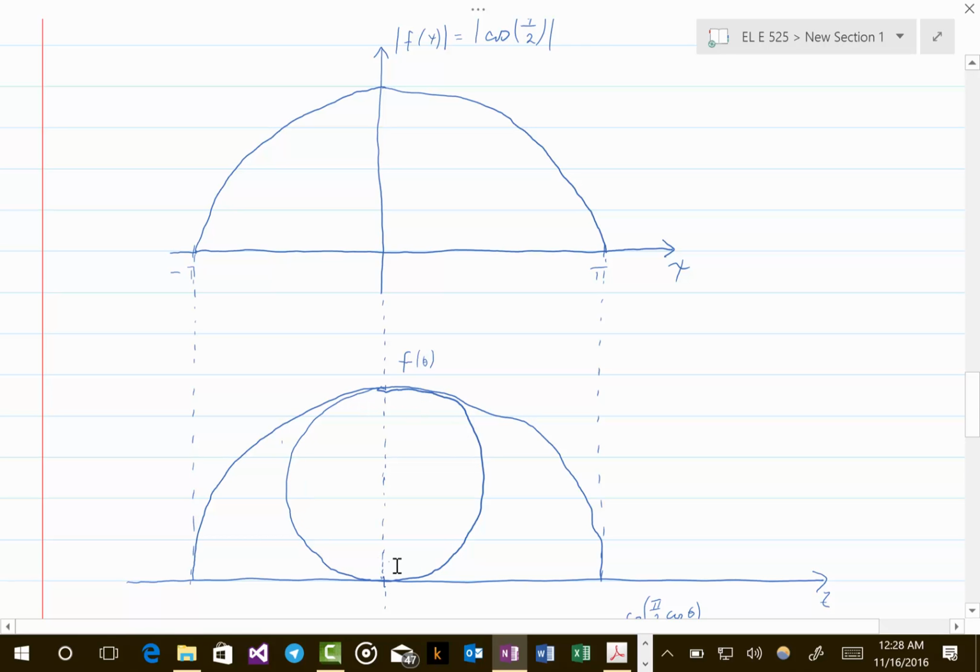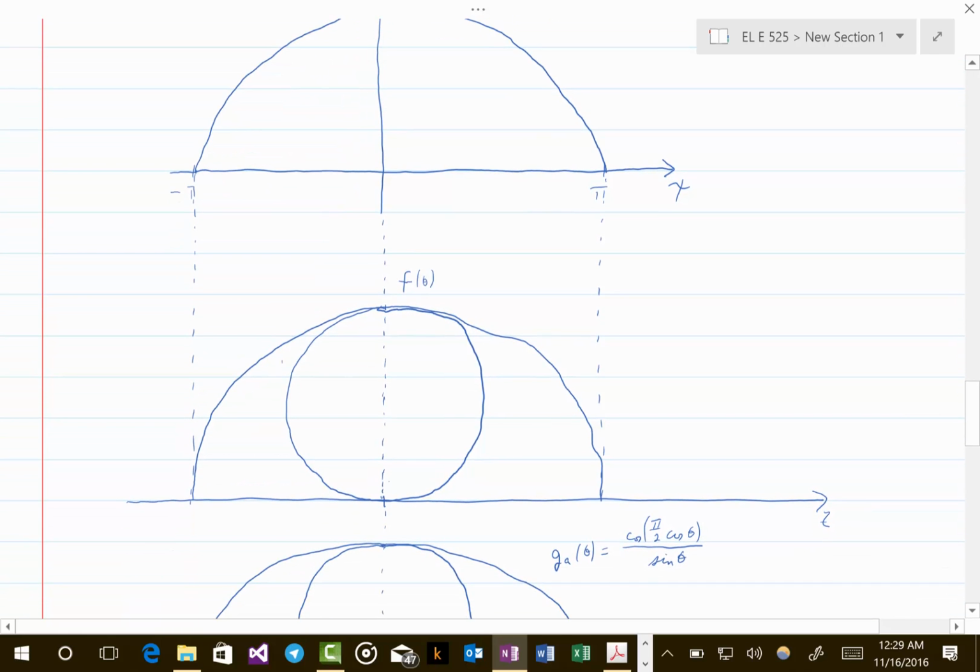And so, as predicted, we see that the polar plot for f has a maximum at 90 degrees. Now, this is the array factor, array pattern.